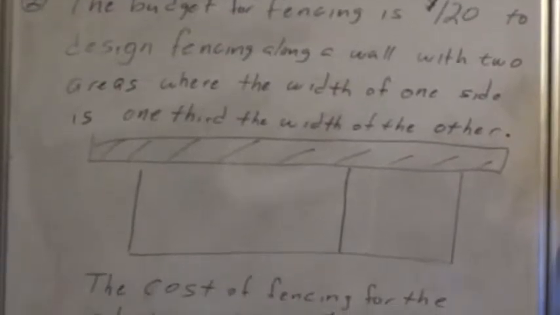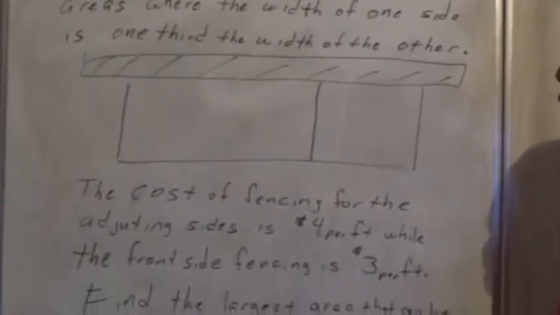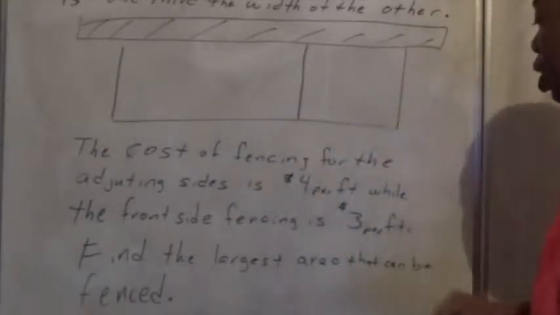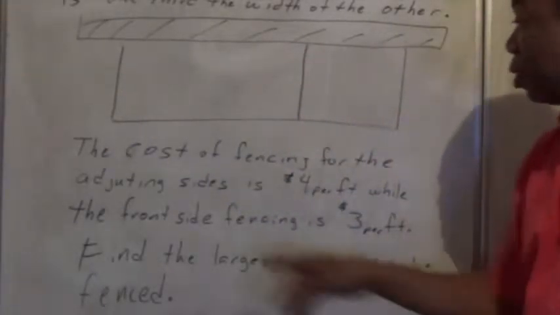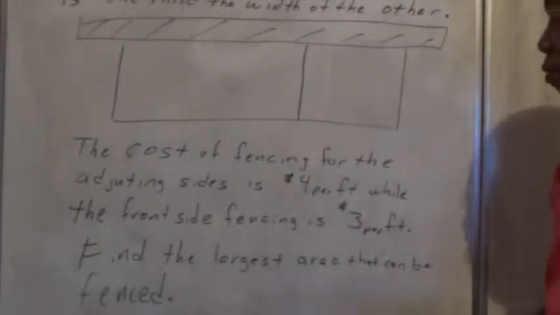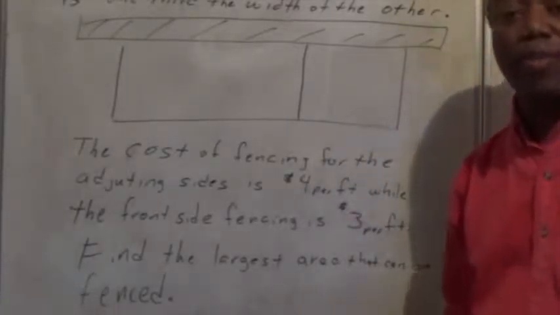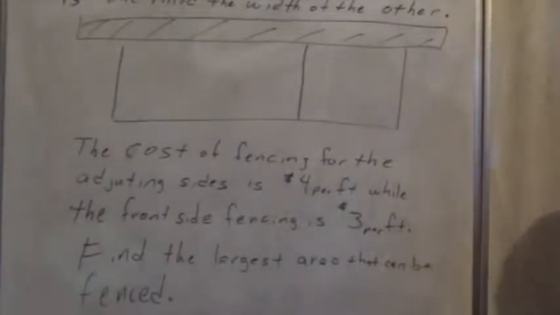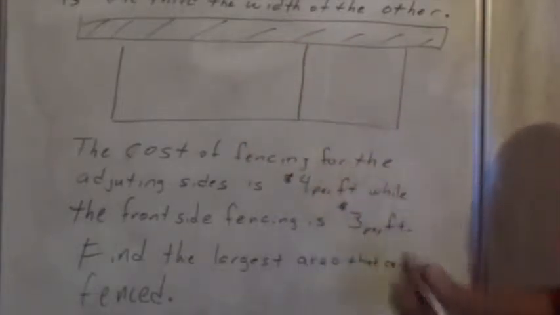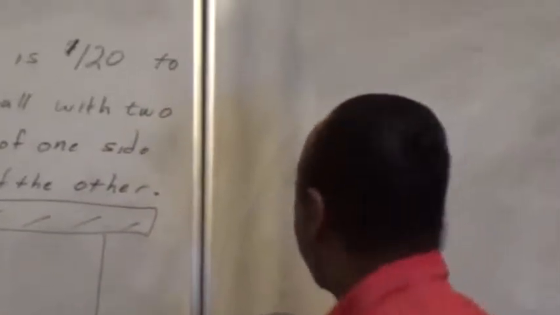Now the cost of fencing for the adjoining sides is $4 per foot. That's these sides right here. While the front side of the fencing, from here to here, is $3 per foot. We want to find the largest area that can be fenced. Okay, so let's rewrite the problem here and see if we can label this.